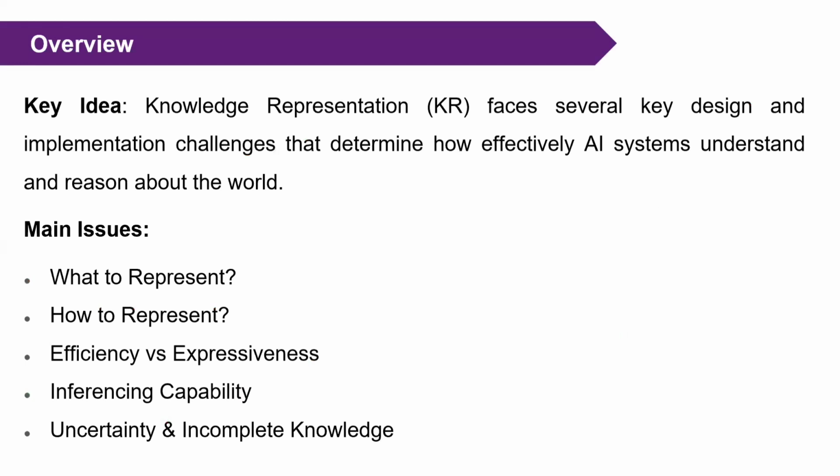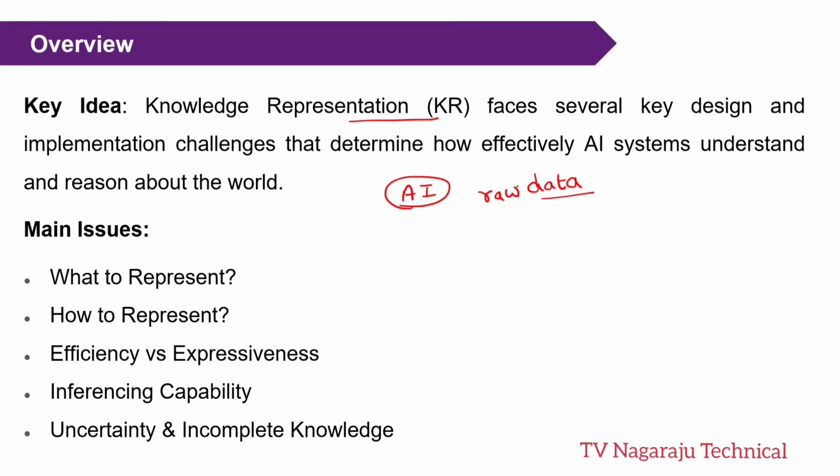Before moving to the issues, first of all, what is meant by knowledge representation? Generally, artificial intelligence mainly operates on data, and the data is in raw format. It is very difficult to understand the raw data and make intelligent decisions. So the raw data is converted into a structured format for making intelligent decisions. This is knowledge representation.